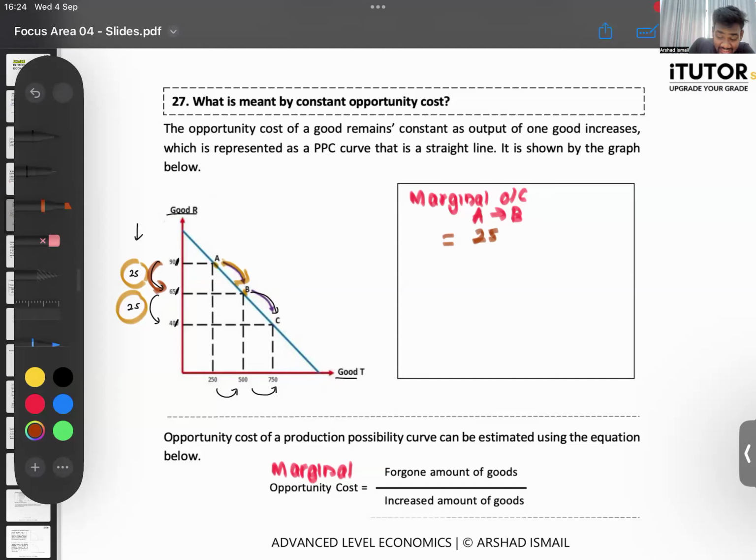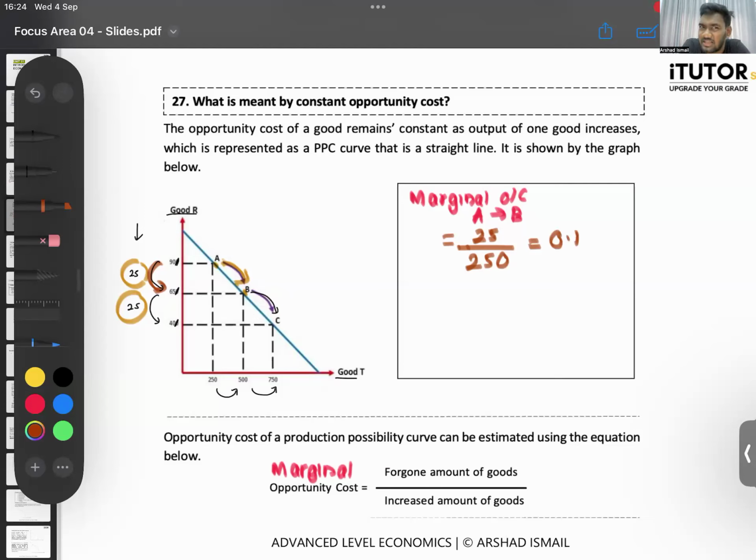And what are we gaining? When we are going from A to B, we are gaining 250 units of good T. So foregone divided by gain. Then how much is that? 25 divided by 250, you get 0.1.